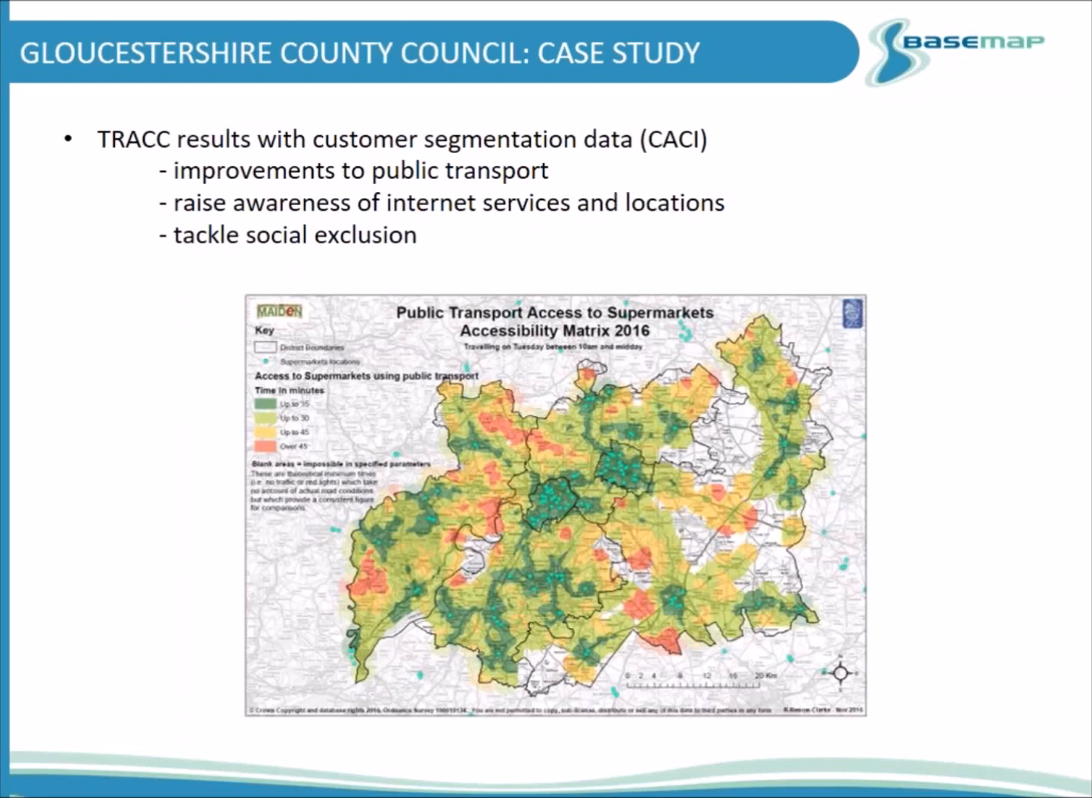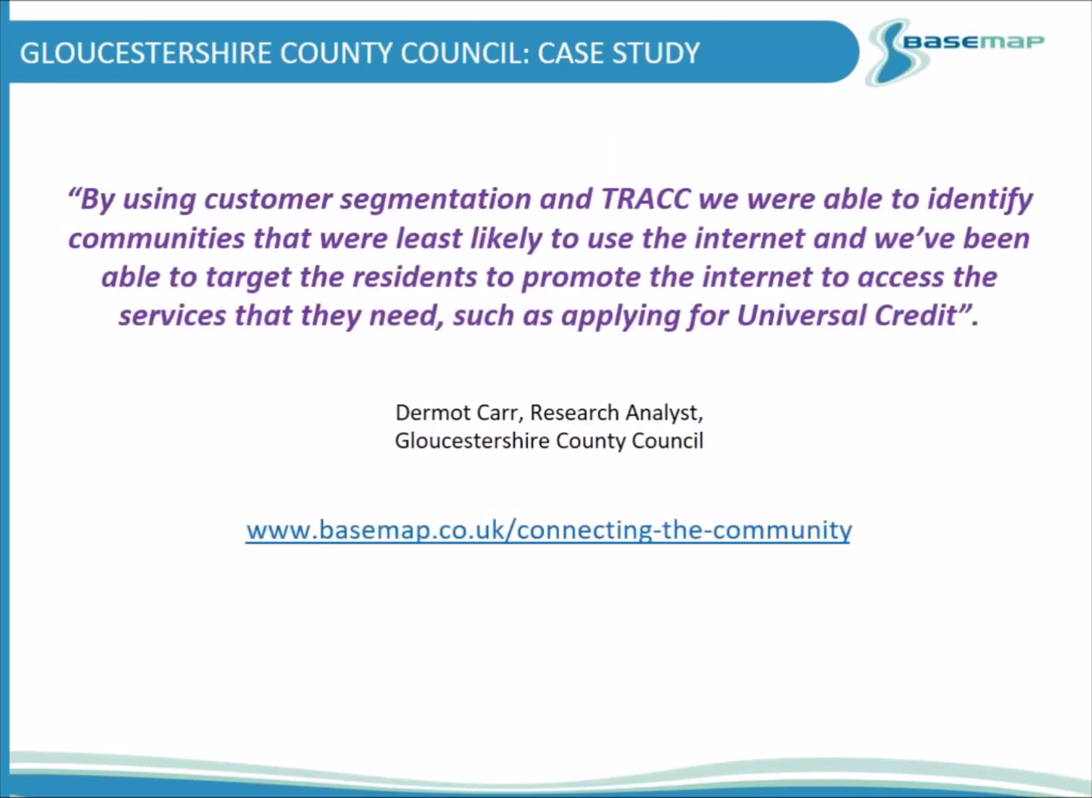Libraries were also seen as a good place to have as a social hub, ensuring that people can effectively use that to get to their location. And Gloucestershire really ran with this, and as we can see here, there's a statement from Dermot of how useful it was. Again, we've got a great case study on our website at the bottom, effectively saying how great it was and allowing residents to apply for things like universal credit off the back of it.